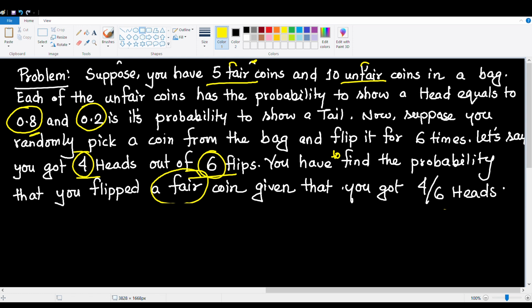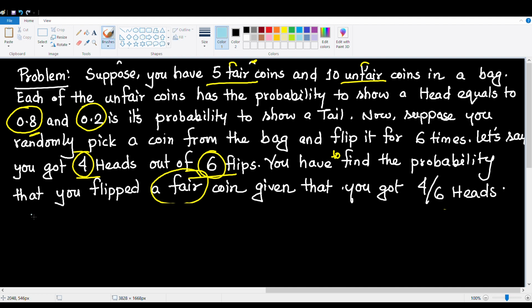So there are 15 coins in total, 5 fair coins. 5 fair coins means each of the fair coins has the probability to show a head equal to half, and for tail it will also be half. And for the unfair coins, the probability to show a head is 0.8 and it's 0.2 for tail. Now you picked a coin randomly, you flipped it 6 times, you got 4 heads out of 6 flips.